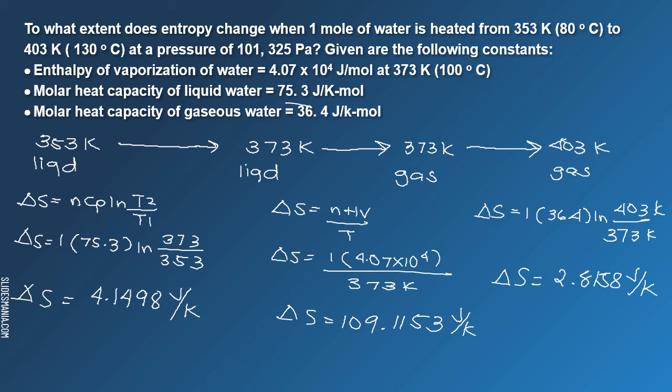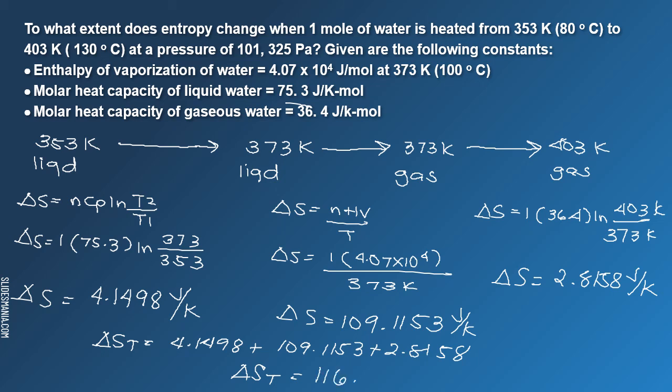So are these your final answers? No, because we are asked to calculate the entropy change after heating it from 353 to 403. So this will be delta S total is equal to 4.1498 plus 109.1153 plus 2.8158. So delta S total will be equal to 116.0809 joules per Kelvin.